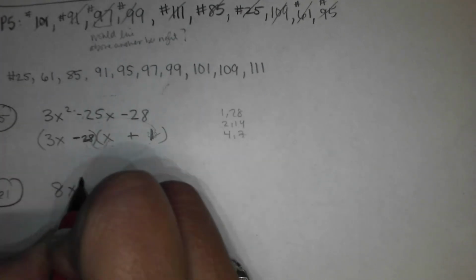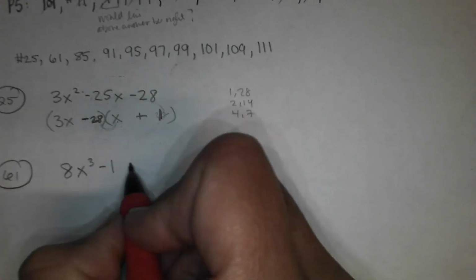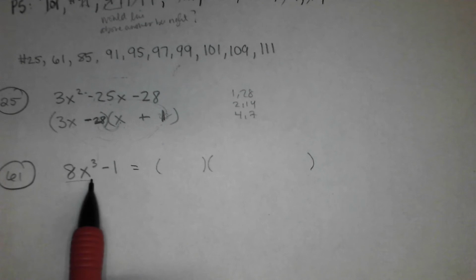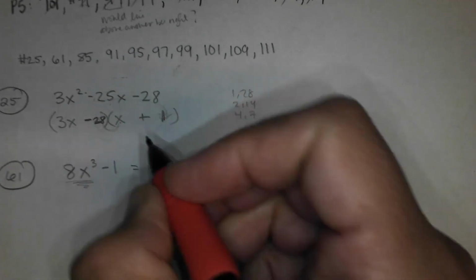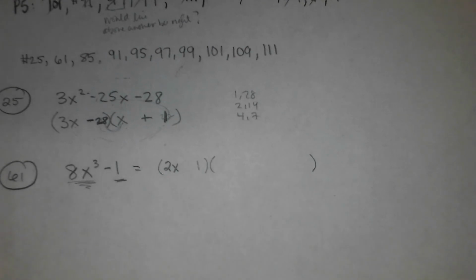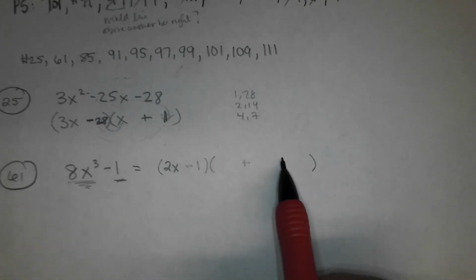61 was just a difference of perfect cubes, I got asked. So that's just following the structure. It always goes into a binomial, trinomial. We take the cubed root of this, which is 2x, because 2x times 2x times 2x, and the cubed root of 1, which is just 1. And then your signs are same, opposite, always positive.